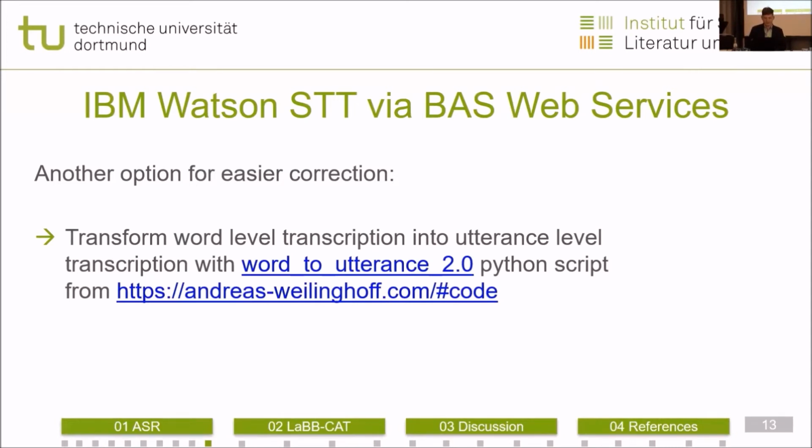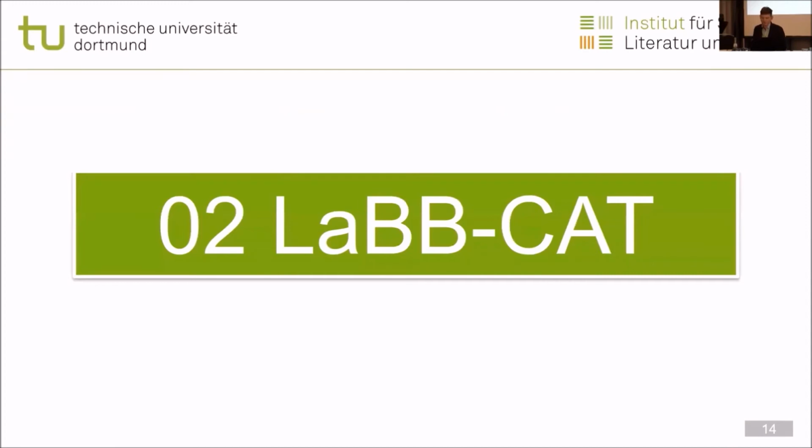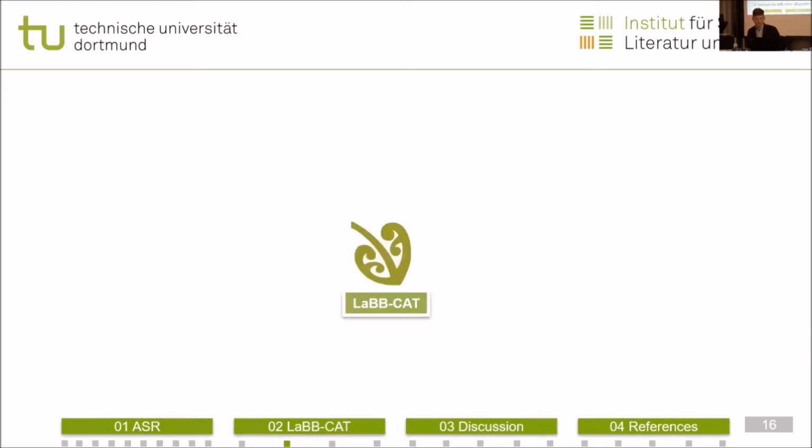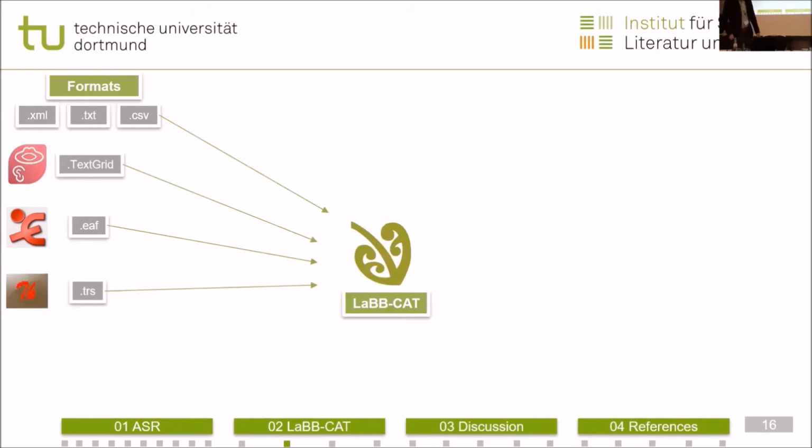And I basically just switch over quickly to LabCAT. So what is LabCAT? That is a browser-based linguistic research tool developed at the New Zealand Institute of Language, Brain and Behavior. It's basically a storage for audios and videos, and it enables automatic but also manual annotation on different layers. It includes the search function with regular expressions, which is very nice, and it is also very compatible with other linguistic software. So LabCAT takes in different text formats, for example, prod, text grids, ELAN transcripts, but also transcriber transcripts, and of course CSV and TXT files.